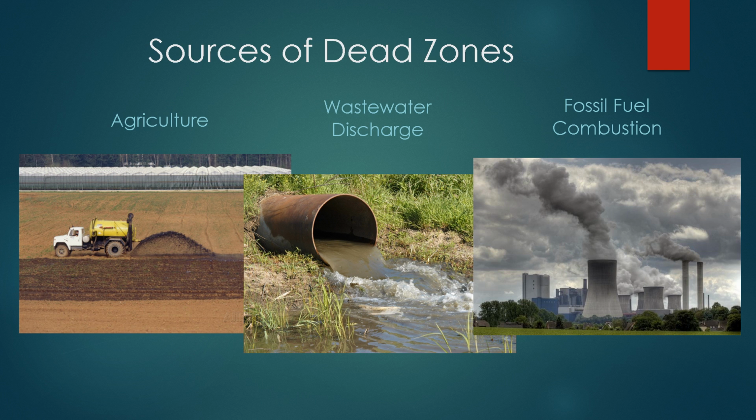Combustion of fossil fuels is another source of nitrogen. Combustion releases nitrogen oxides, or NOx, a primary source of smog and acid rain, into the atmosphere. Atmospheric NOx falls back to the Earth during rain or snow events. The greatest contributors of NOx are coal-fired power plants and vehicle exhaust.